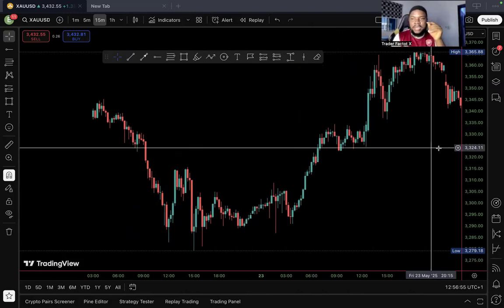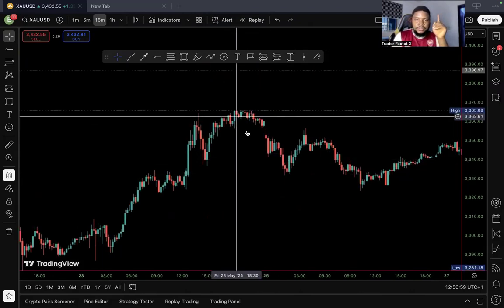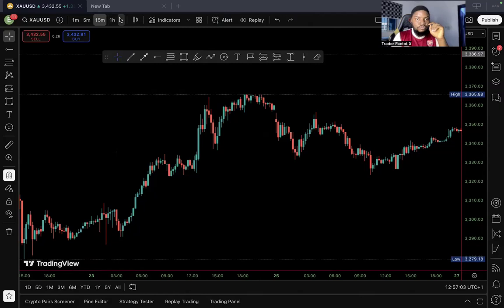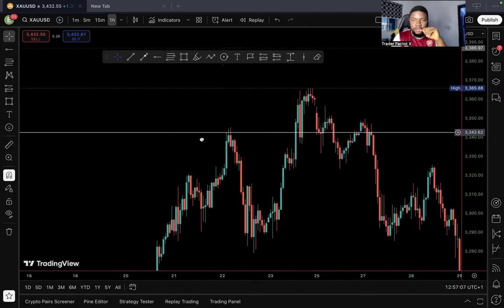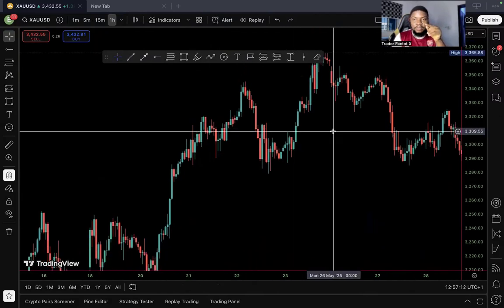So this is the market. First of all, let's start from this side, from this area. Now, this market is clearly moving up. This is the 15 minutes time frame. We go to the 1 hour time frame. This market is clearly moving up.